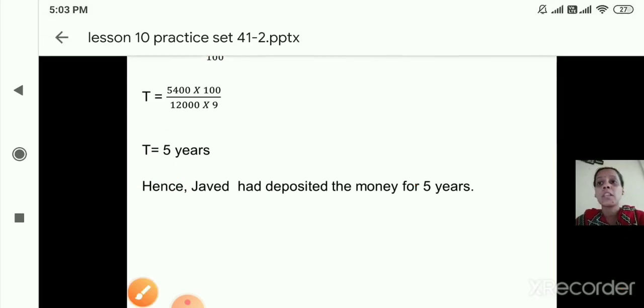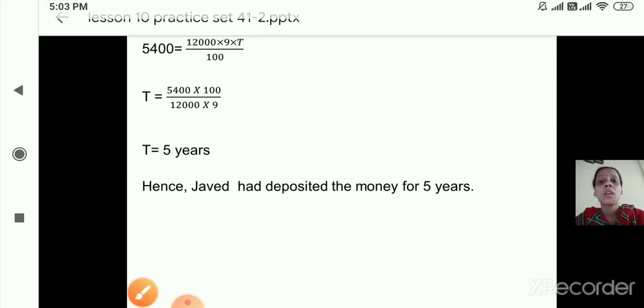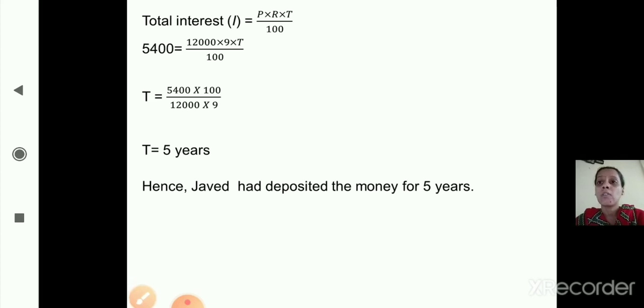So what is given in this question? In this question, principal is given, rate of interest is given and amount is given. So using the formula amount is equal to principal plus interest, first we will find interest. Once we get interest, we will use the formula total interest is equal to P into R into T upon 100 and find the time, that is T. Okay, so the answer is 5 years.